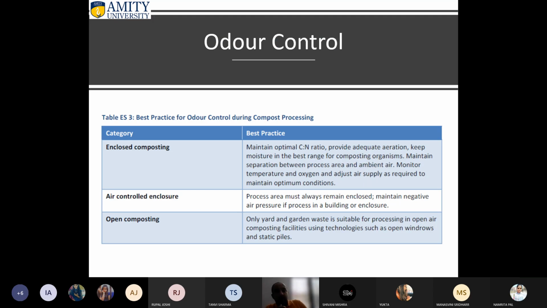Control kaise kara ja sakta hai composting, ek to enclosed composting ki baat kar rahe hain, that you maintain every process and you have the closed unit, bins mein practice kara ja sakta hai ya pits mein, jisko upar se cover kar diya jata hai. So that can be done in one way, an air controlled enclosure. So that adds to the cost.